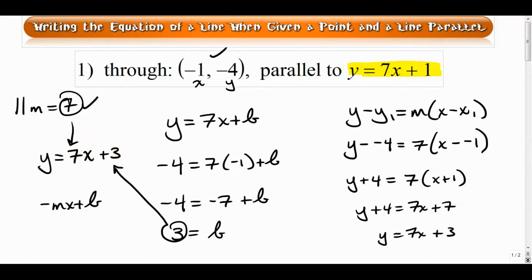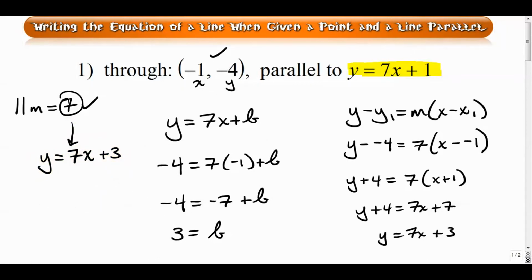We can also check it without the calculator, of course. So let's just plug it in. -4 is equal to 7 times -1 plus 3. -7 plus 3. Yeah, -4 equals -4. That looks good to me. And we know they're parallel because they both have the same slopes.